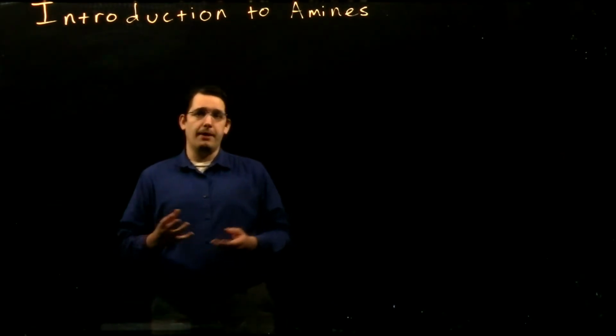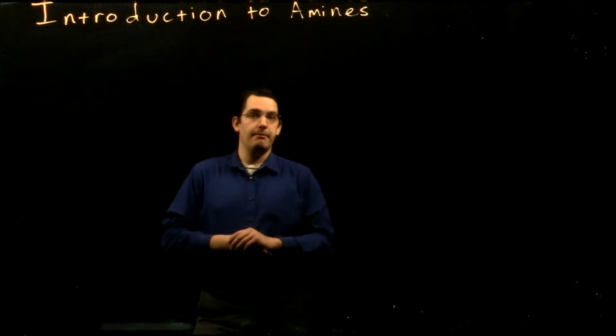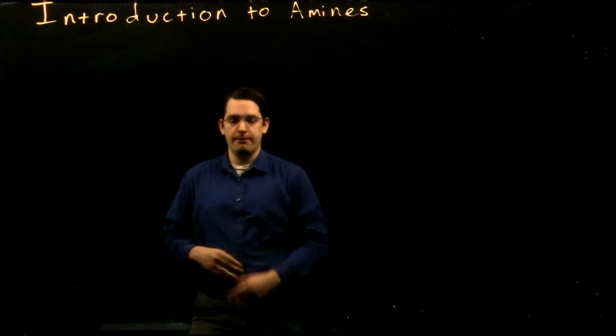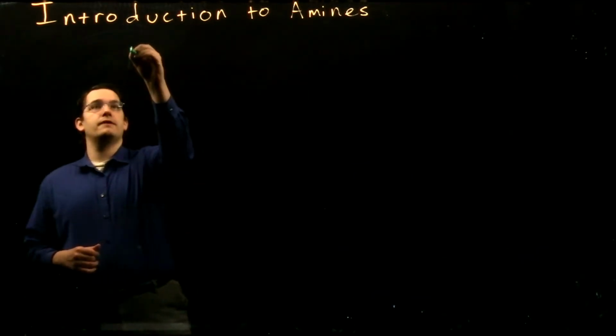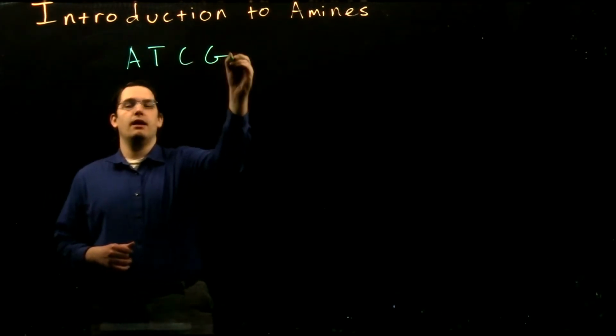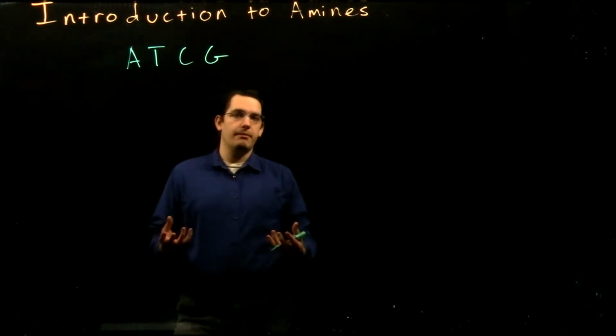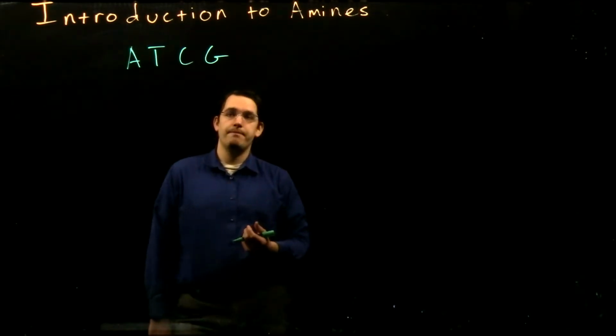If you know much about biology, you've probably heard about the nucleotide bases that make up our DNA and our RNA. These bases are commonly represented with single letters, as A, T, C, and G. And of course, these are very important because they make up our DNA, which then makes up our genetic code.